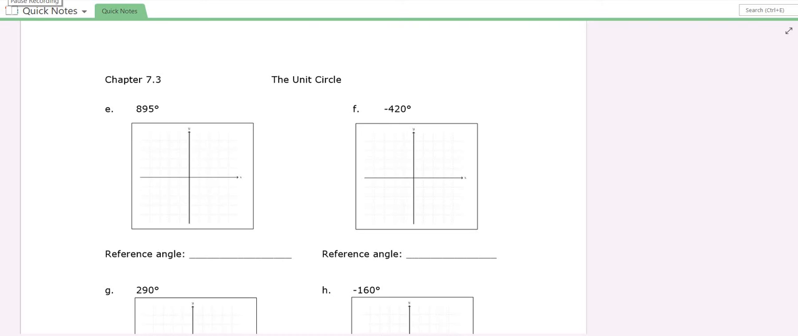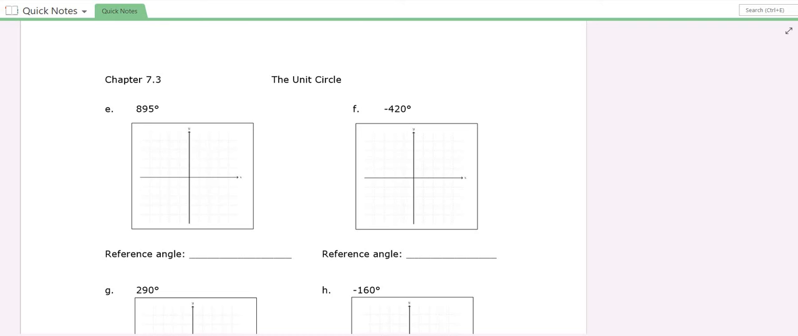7.3 notes. This is page 6 that was missing from the original notes. We are still working on reference angles. We are working on number E. We need to find the reference angle for 895 degrees.